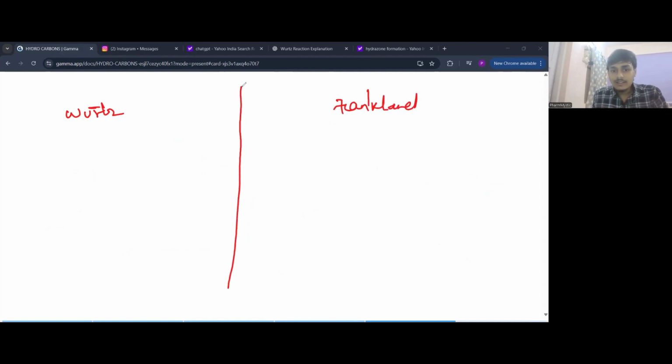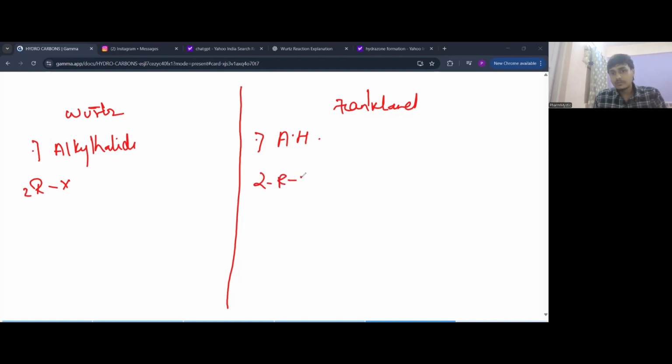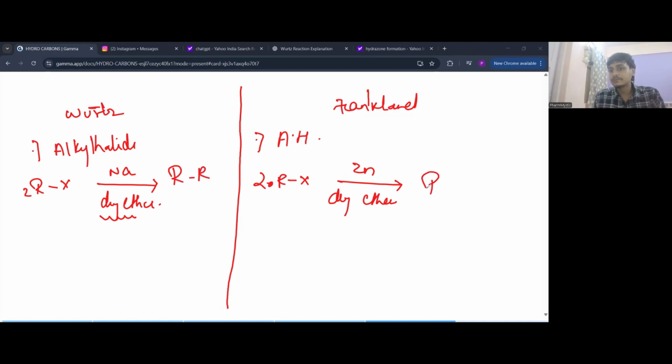Here the starting material is the same. In both the reactions we use alkyl halide. Remember this. In both we use alkyl halide, that is RX, 2 moles of RX in both the reactions. The reagent is what distinguishes them. Here we use sodium, here we use zinc under dry ether. It should be completely anhydrous. Here also we use dry ether. The ultimate product we get is alkane.